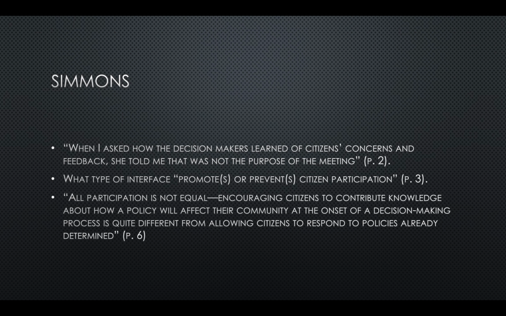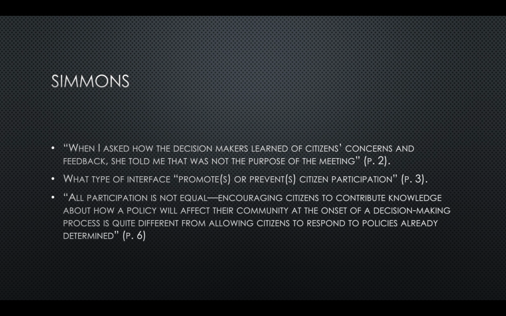and we can extend that to participants or users, included in the decision-making process or included in the website experience or something of that nature. So Simons also talks about what type of interface promotes or prevents citizen participation. And I think that becomes really clear for thinking about a user experience on a website. How does this interface promote or prevent user or citizen or participant participation?